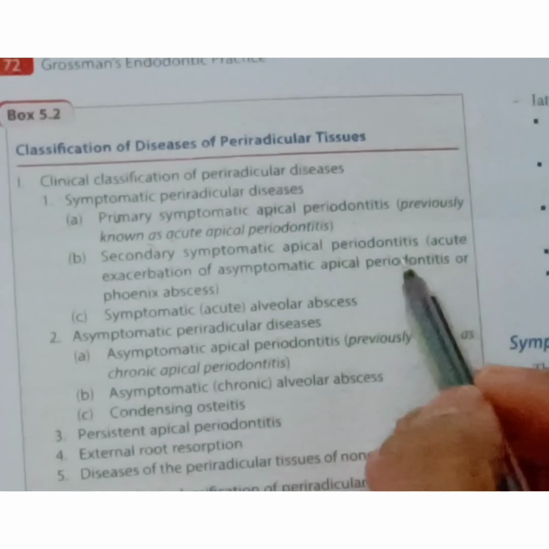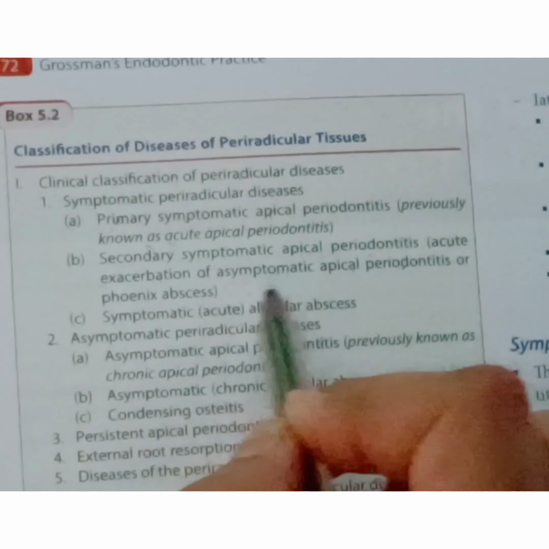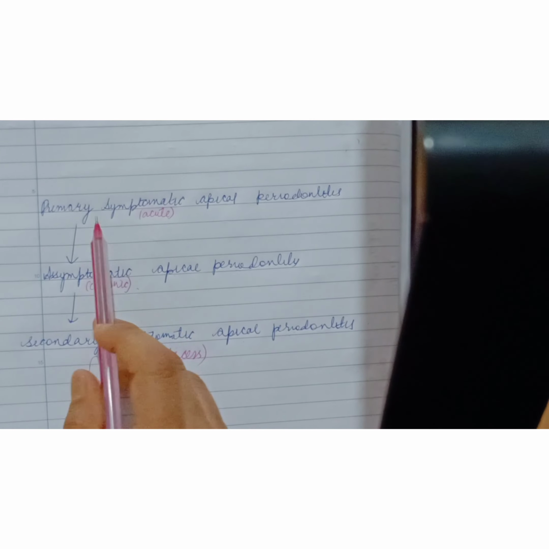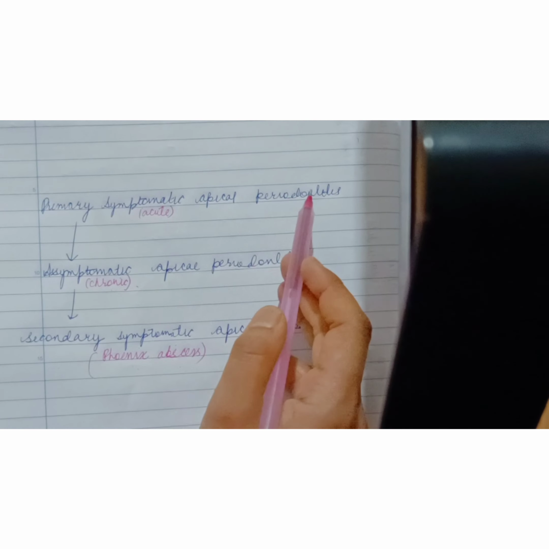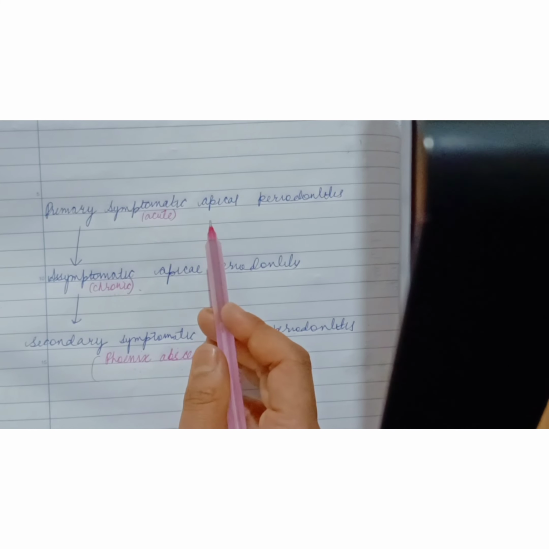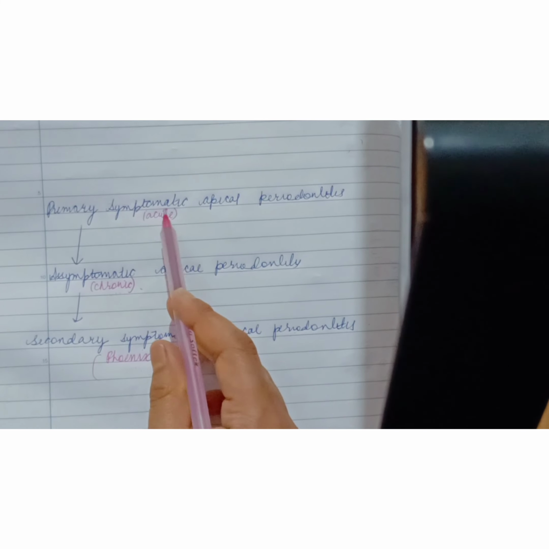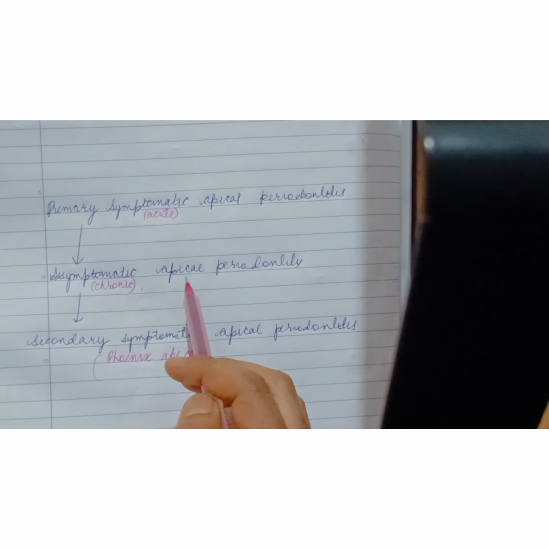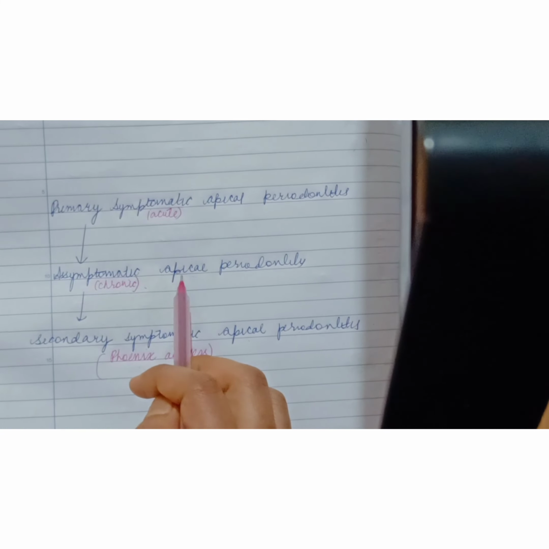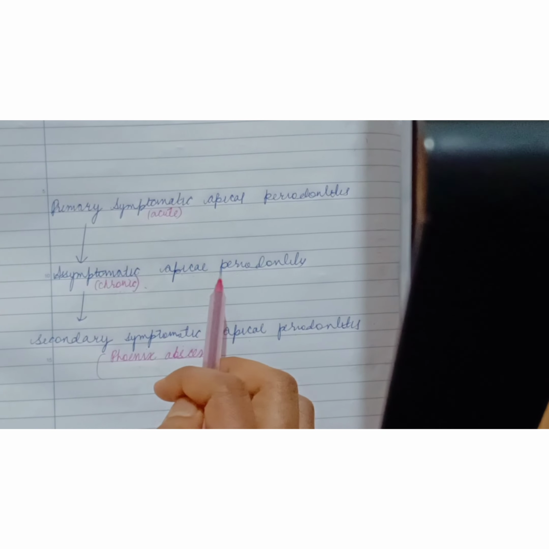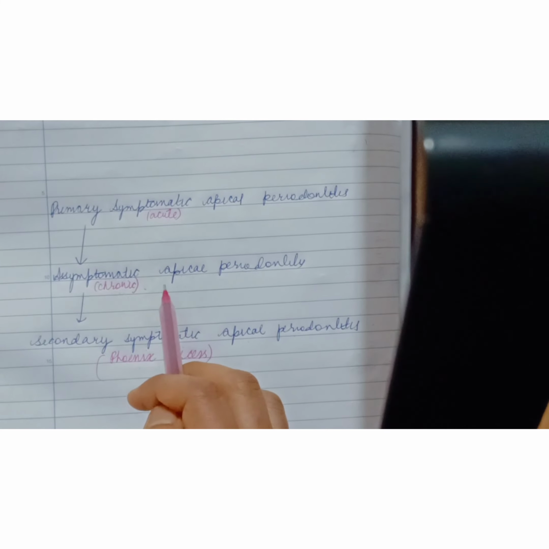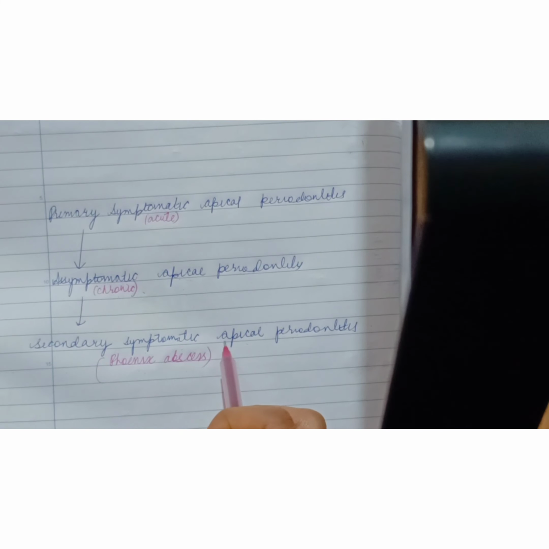So let's understand what this means, acute exacerbation of the asymptomatic apical periodontitis. See what happens. If the patient with primary symptomatic apical periodontitis doesn't seek treatment, this will eventually become asymptomatic apical periodontitis or chronic apical periodontitis. In this phase, the body will be in a state of equilibrium. So anything which disturbs the equilibrium will lead to the secondary symptomatic apical periodontitis.